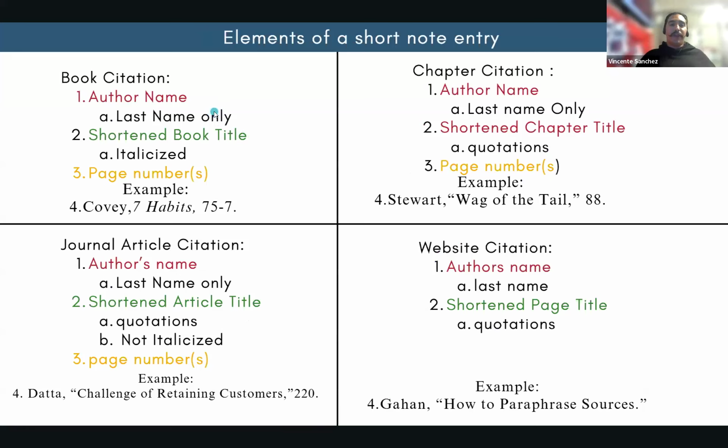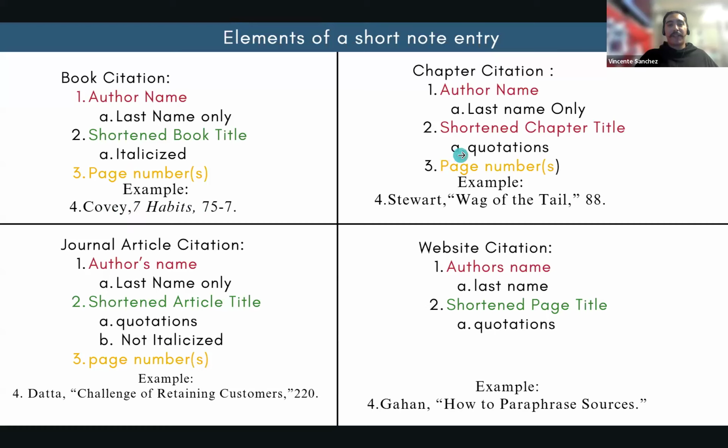Now we have the elements of a short note citation. So now if you're going to reuse the source, for the book citation, you're just going to have the author name, last name only, shortened book title, italicized, and then you're going to have the page number. So the example here is Covey, 7 Habits, that's italicized, and then we have the page number.